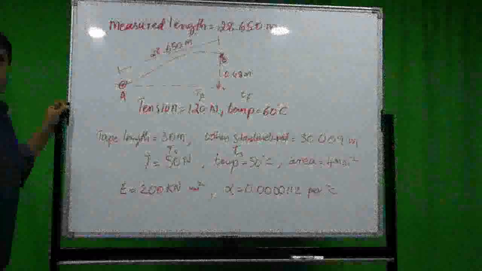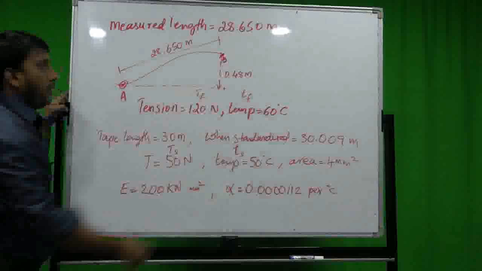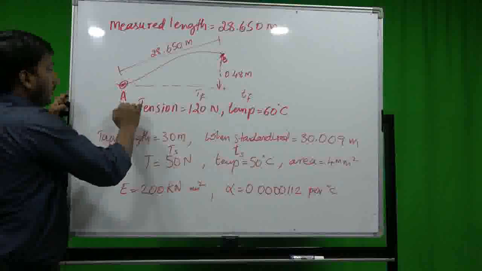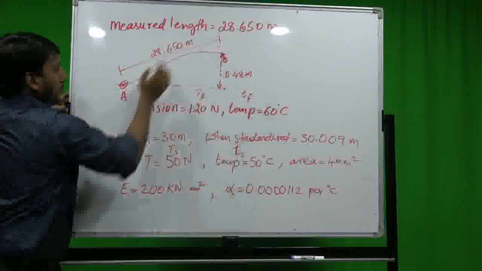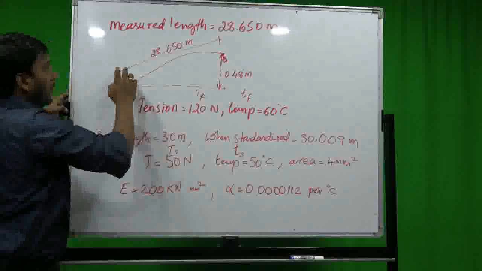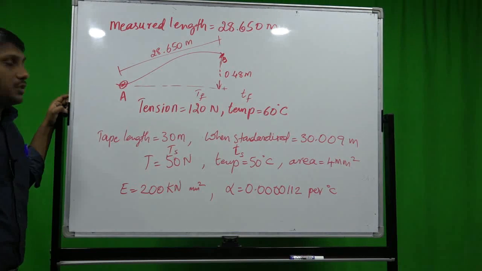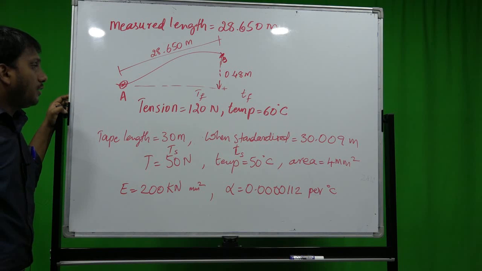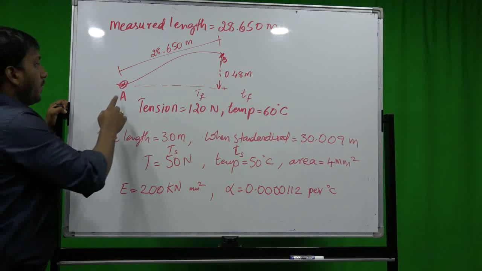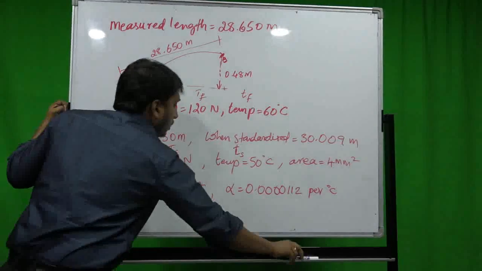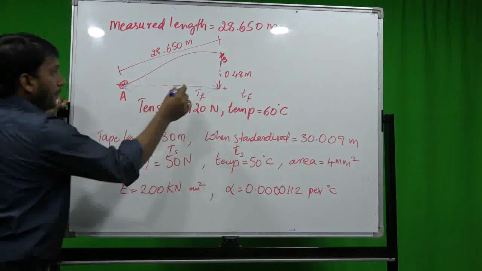In this distances chapter we have a problem to determine the distance between A and B. If you measure, point A is here and point B is here, above point A by 0.48 meter. The slope length, when you measure on this, is measured as 28.650 meter. Now we are required to determine the horizontal distance between A and B. The horizontal distance means in this way. So what is the distance between A and B?